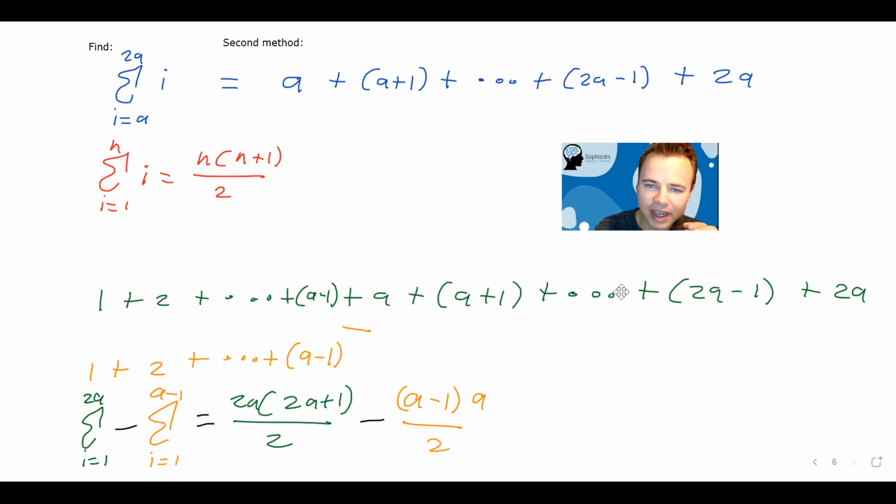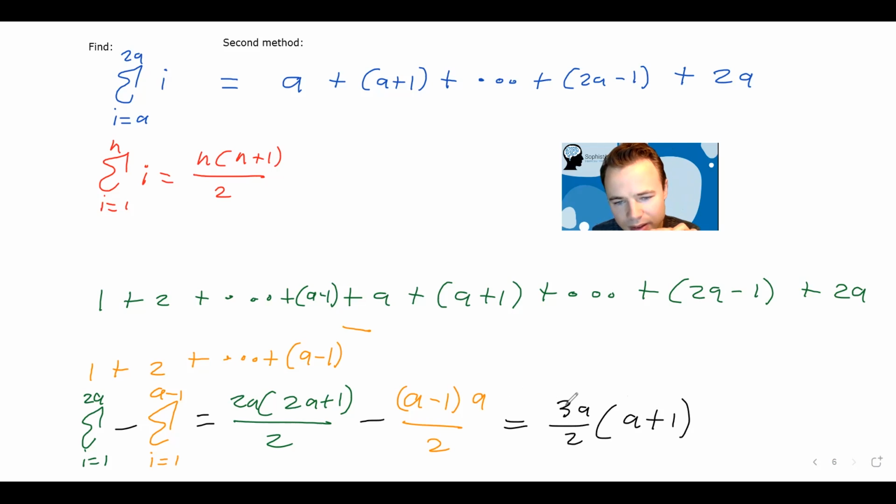This is also how you can eliminate these summations. And then you can eventually solve this for, what was it? I think it was 3a divided by 2 times a plus 1, right? That's what we eventually end up with. But I will not show those algebra steps again.